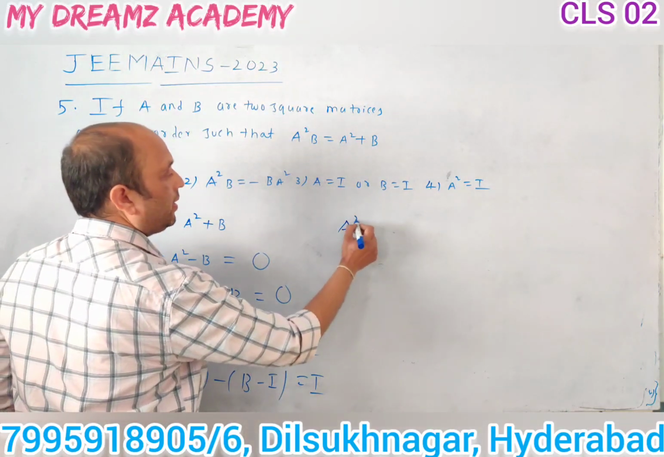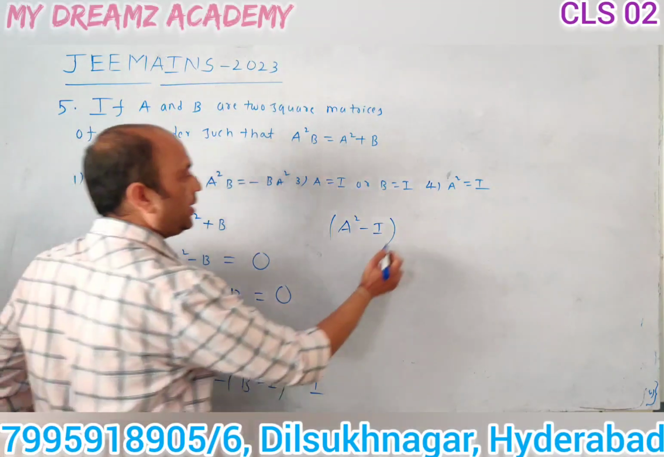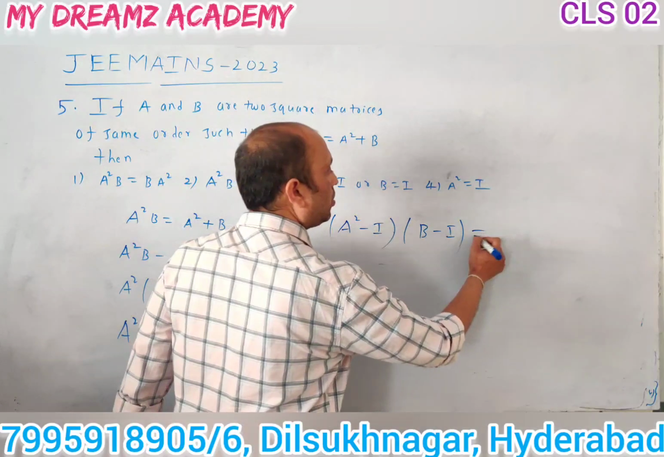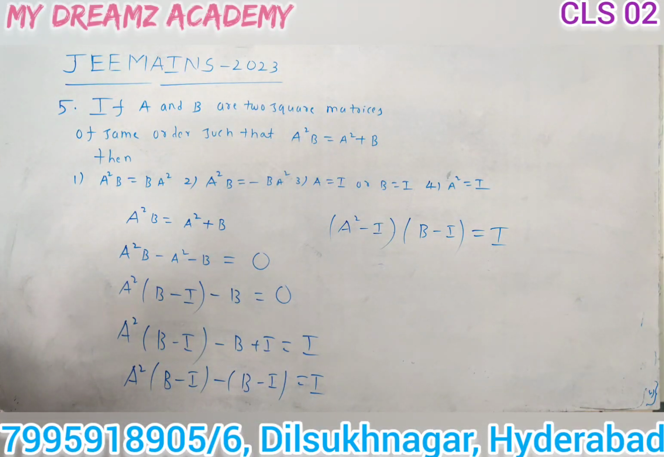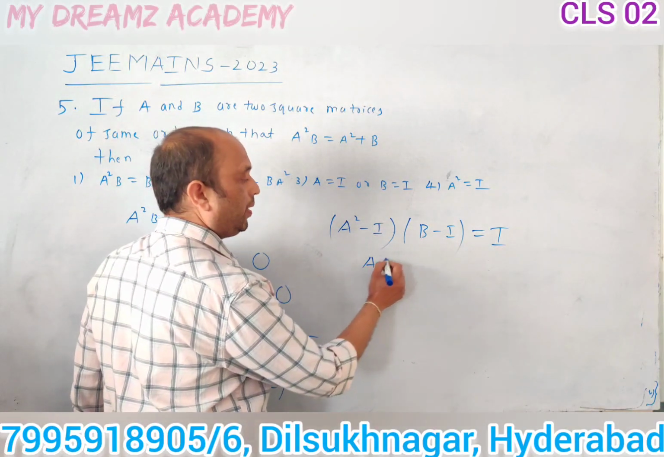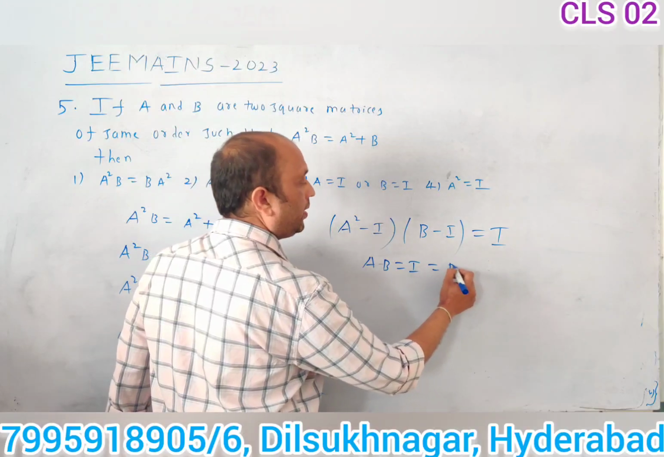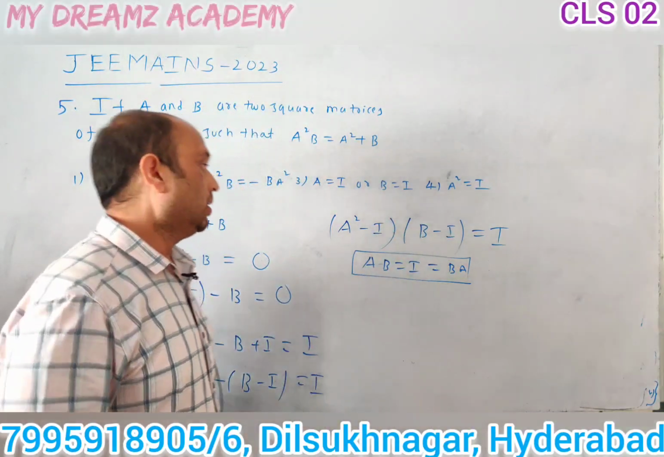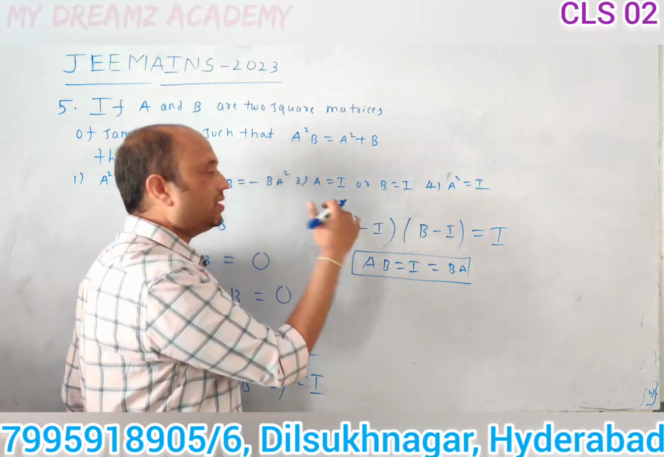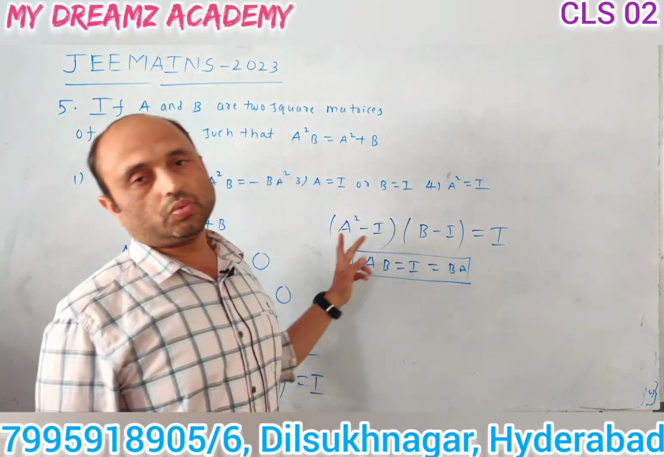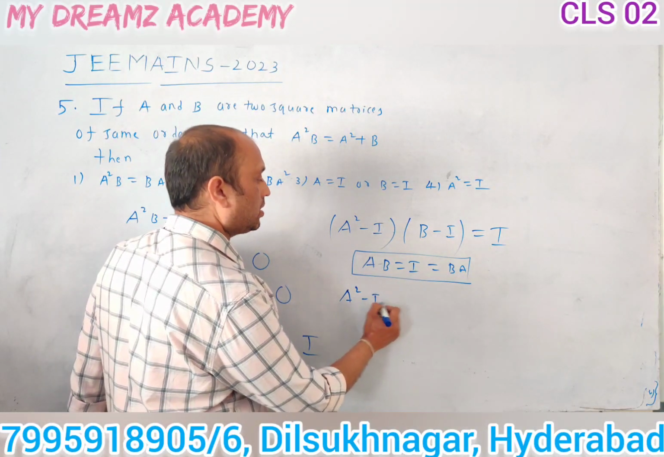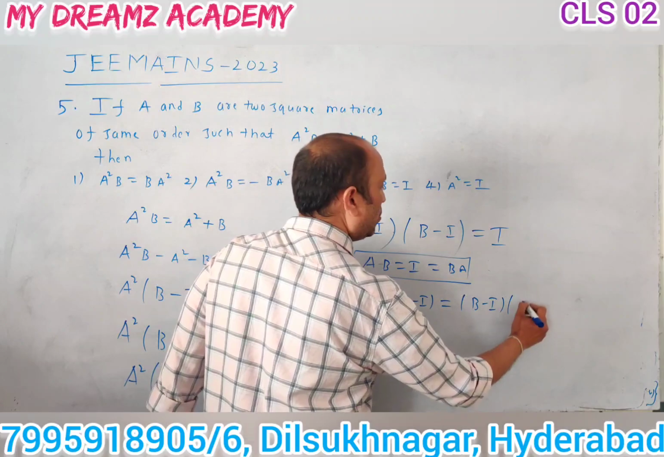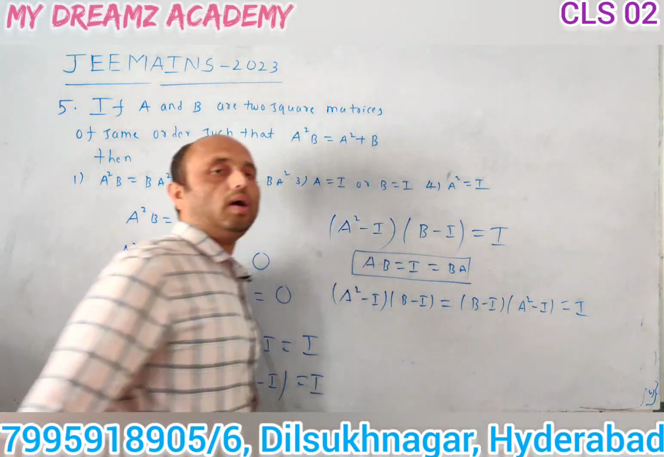Which term is common here? A square minus I into B minus I is common, and that is equal to I. Already we know the definition of inverse: if AB equals BA equals I, then they are inverses of each other. So A square minus I is the inverse of B minus I, and B minus I is the inverse of A square minus I. So A square minus I into B minus I is equal to B minus I into A square minus I, which is equal to I.